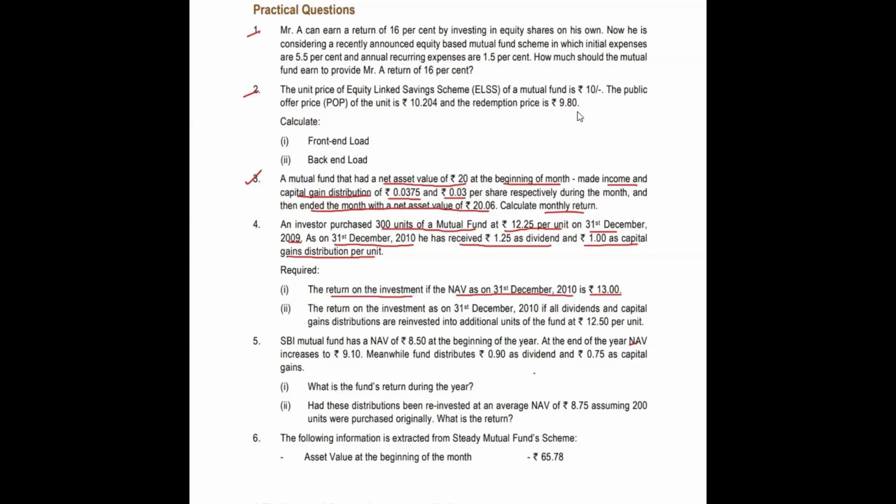This is the first bit, and the second bit is we need to calculate the return on investment as on 31st December 2010 if all dividends and capital gains distributions are reinvested. They are reinvested into additional units of fund at rupees 12.5 per unit. So if you see, the first bit is same as problem number 3 and second bit is just an addition to it. So first let us solve problem number 4 and bit number 1. Okay. And then we will look into second bit.